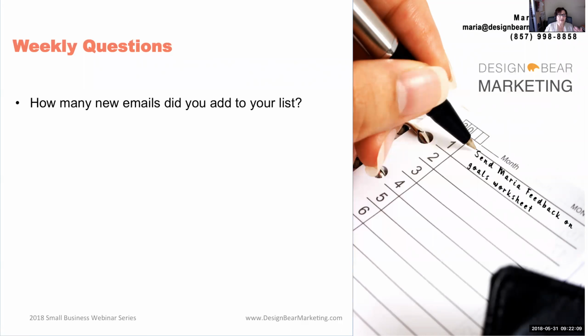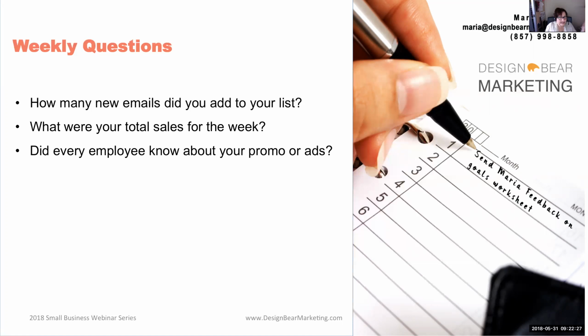Our weekly questions, for those of you that are new, we go through these. You should be doing this every single week. This should be on your now list, right? How many new emails did you add to your list? You should know this. You should also know what your total sales were, meaning what's selling, what's not selling. Does everybody on your team know what's going on? Are you collaborating with them? Are you talking to them about your mid-year planning?